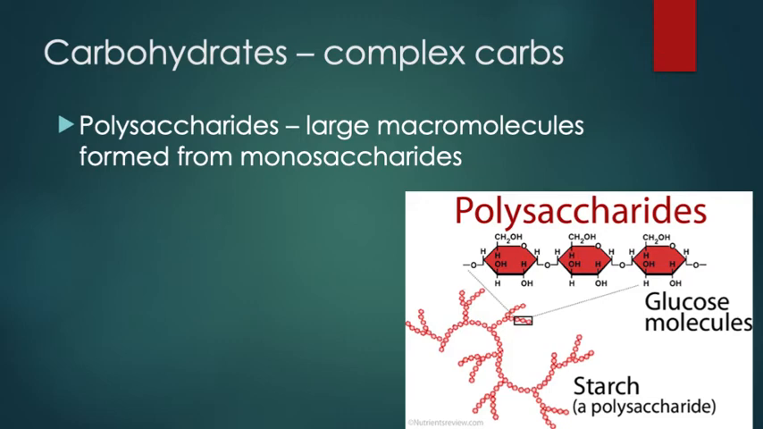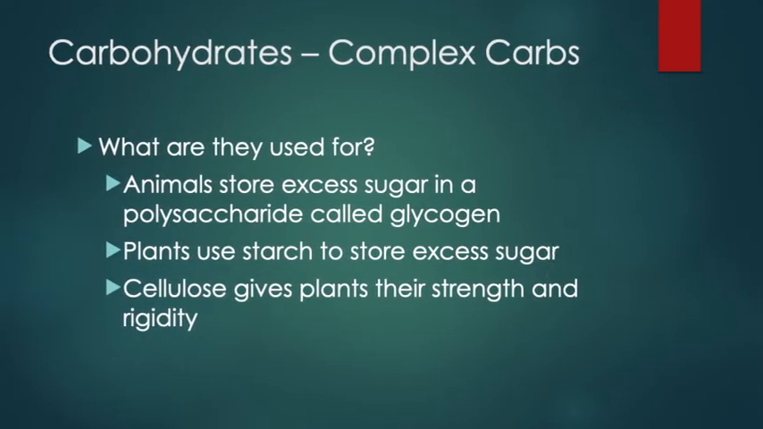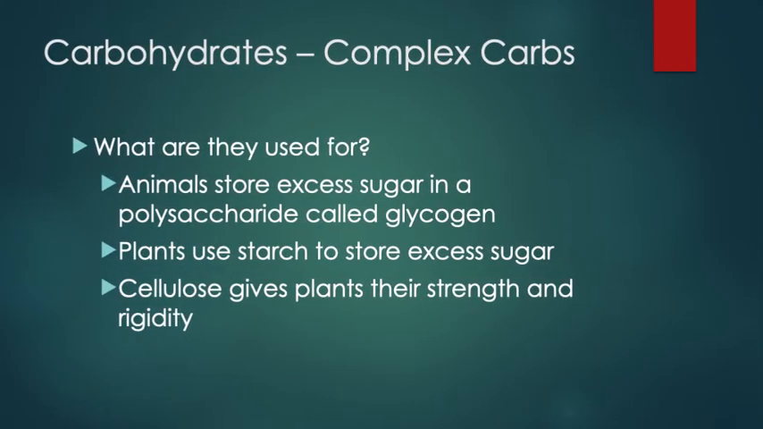Okay, like we said already, animals will store excess sugar in a polysaccharide called glycogen. Plants will use things like starches to store up their sugars. Cellulose is actually something that gives plants their strength and their rigidity. It's the structural part of the tree.